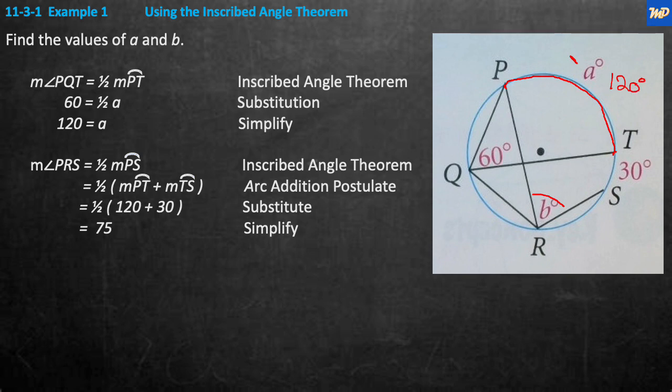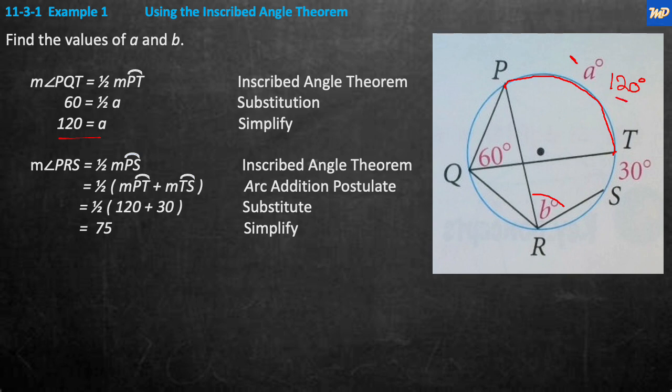Okay, so now what do they want to know? They want to know A. Well, A is 120 degrees. The measure of PQT is 1/2 of PT. PQT is 60, and that's equal to half of A. Well, if 60 is half of A, then 120 is equal to A. So there we have A.